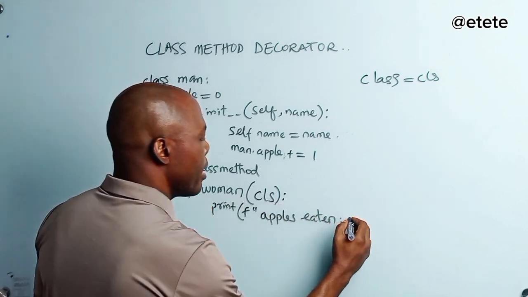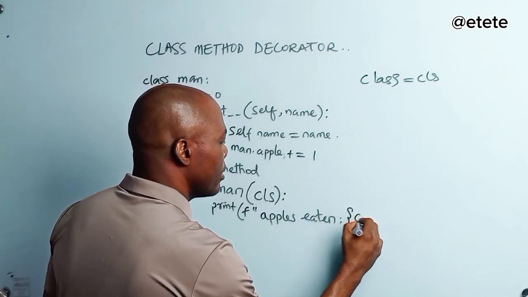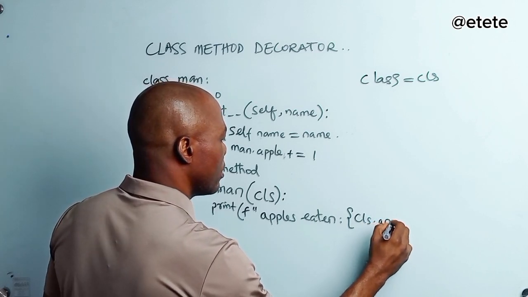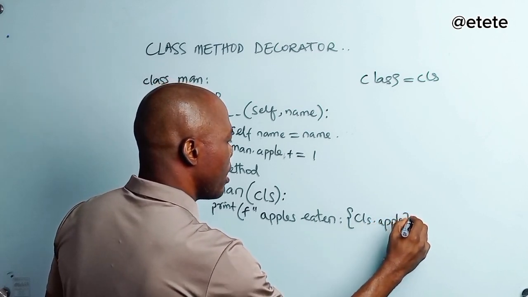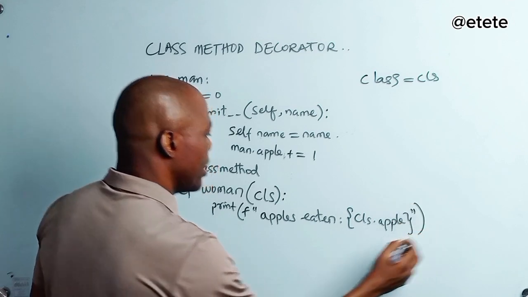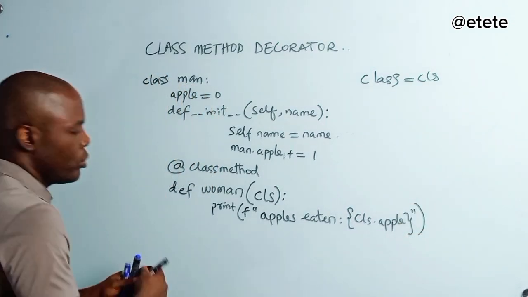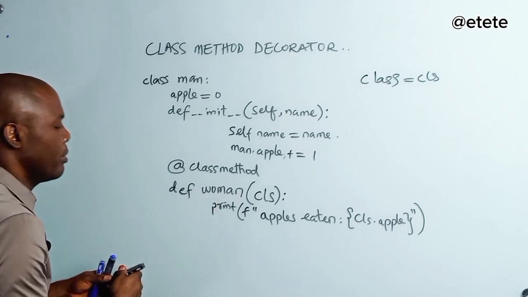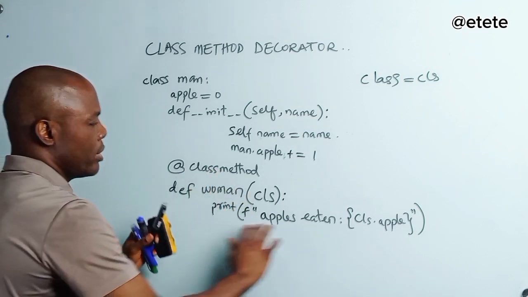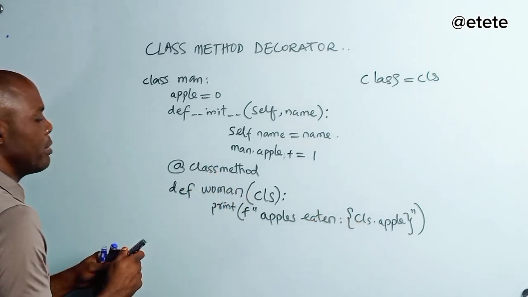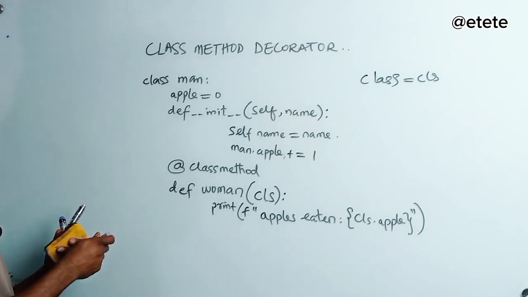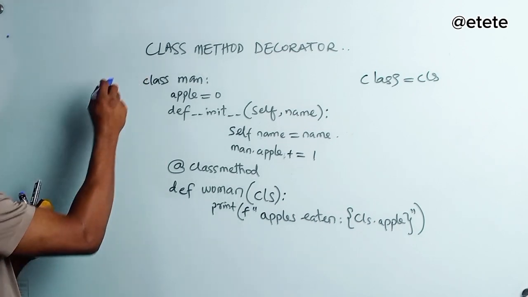So here I will say CLS.apple. And then I will close this. Okay. So this is all I want to be inside this class method. So I have created the class method, and this is what I have created inside the class method. So now my class is complete. So my class is from here.